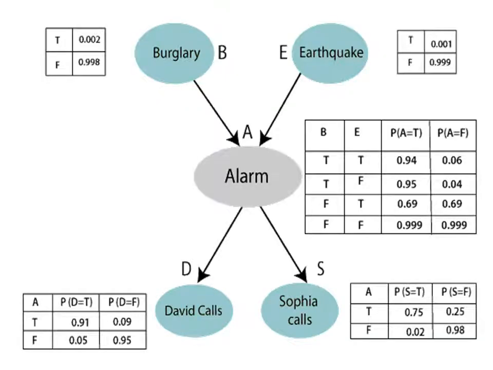So this is the diagram for that example. In the middle, alarm is represented with capital A, and at the top, burglary is capital B, and earthquake possibility is capital E. When David, at the bottom, calls, it is represented as capital D. When Sophia calls, it is represented with capital S.